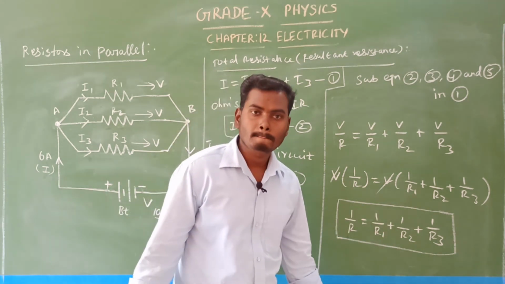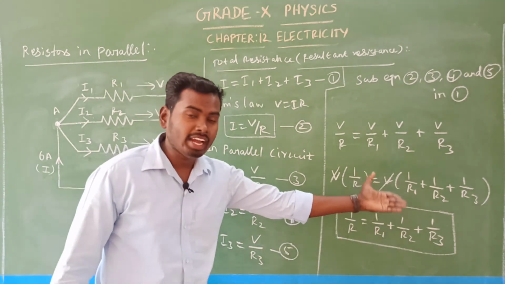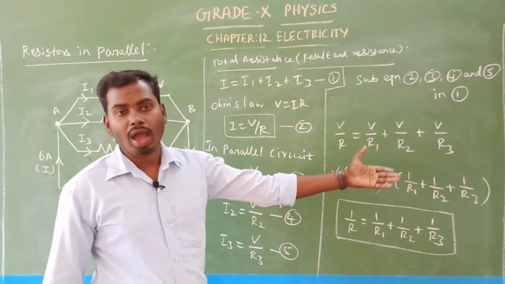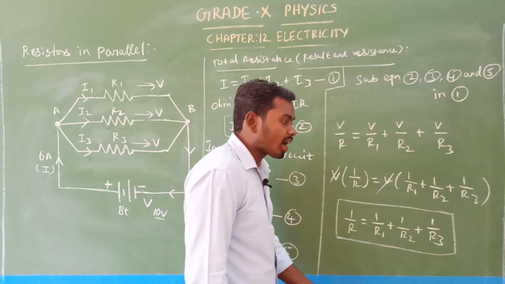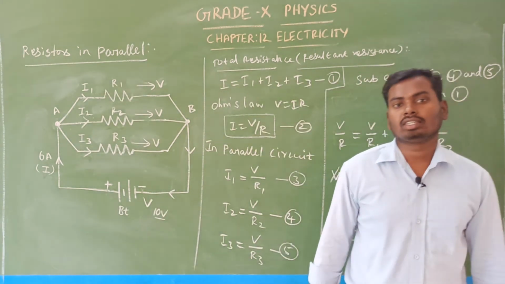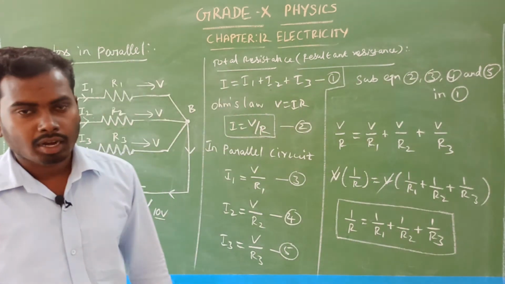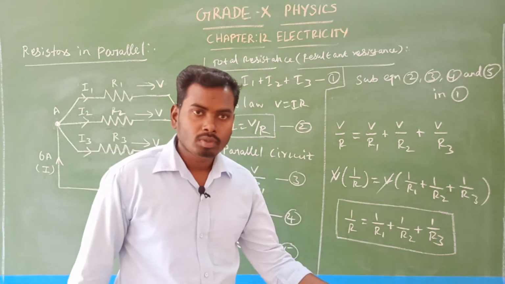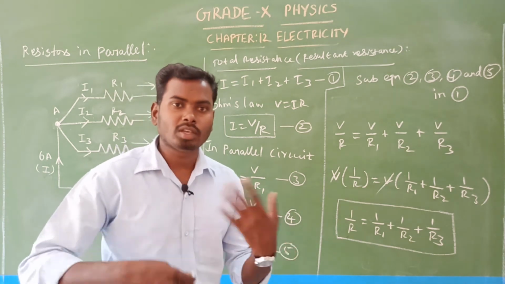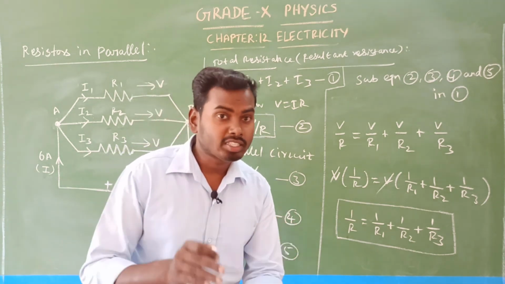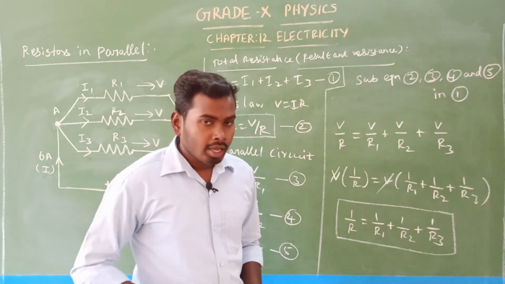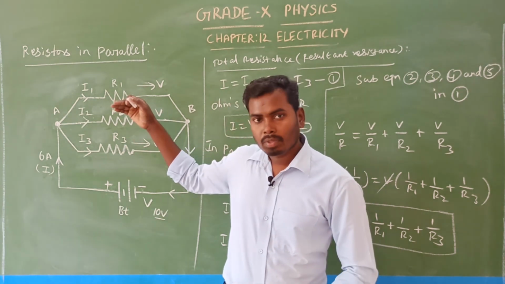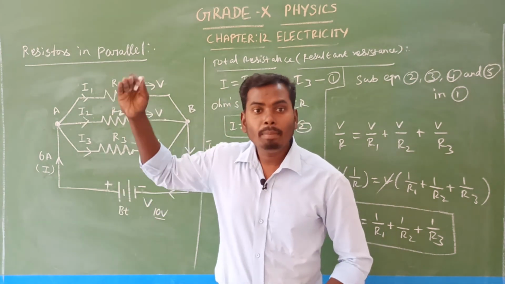Okay, this is a formula to find out the total resistance value when a number of resistors are connected in parallel combination. Whereas in series combination, the total resistance is the sum of all the individual resistances, which means R is equal to R1 plus R2 plus R3. But in parallel, the resistors are connected one below one.